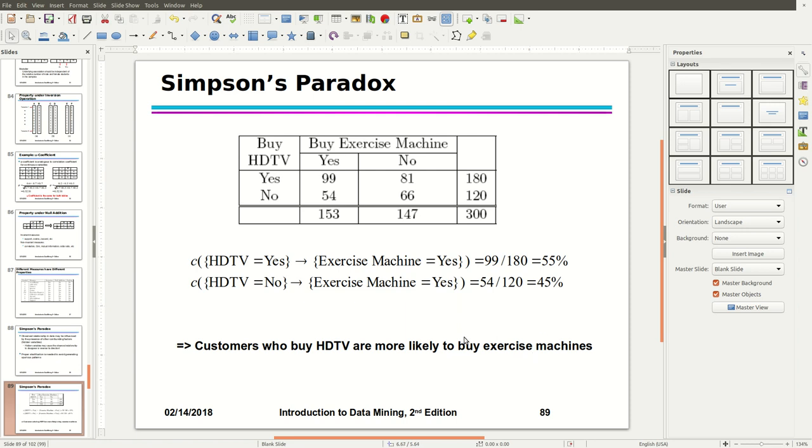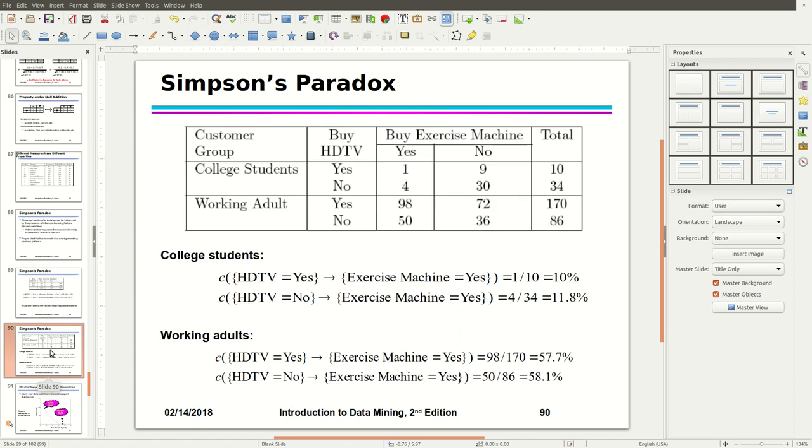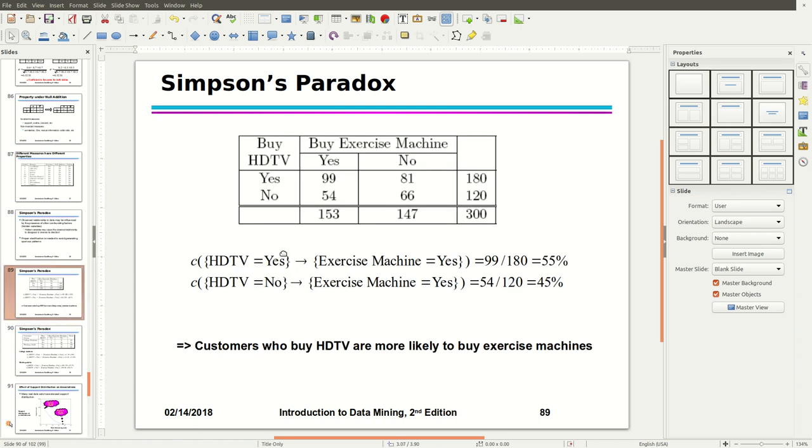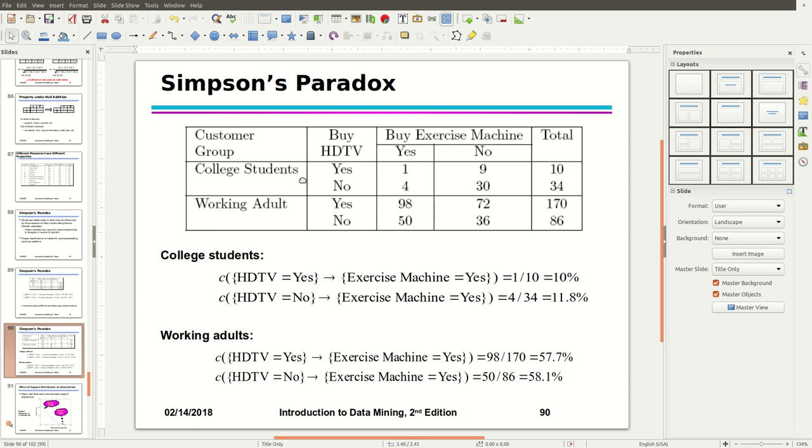So this might be okay, it makes sense from this table, but I will show you if you deep dive and look into the underlying data, and we have maybe additional data. So here we can assume that HDTV is driving people to buy exercise machines. That may be a conclusion, but if you look into more detail, and if you split the group into college students and working adults, this is adding a third dimension almost. But I only look at two at a time, if you pay attention.